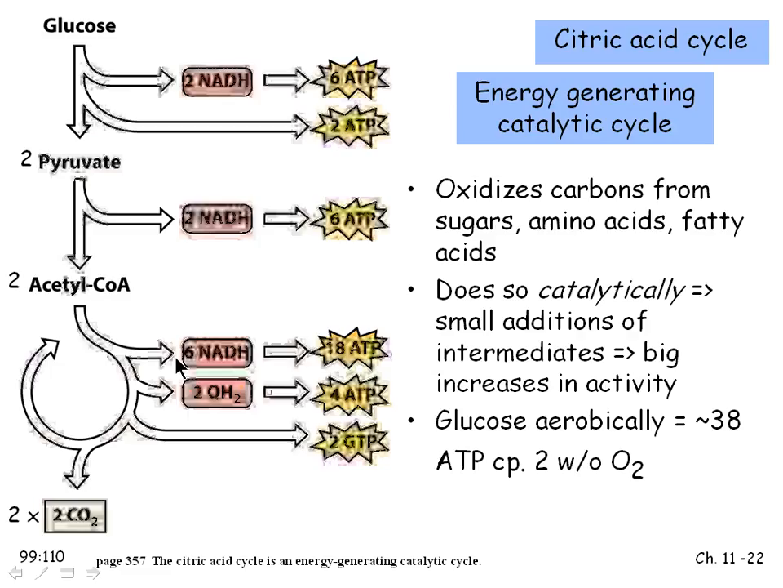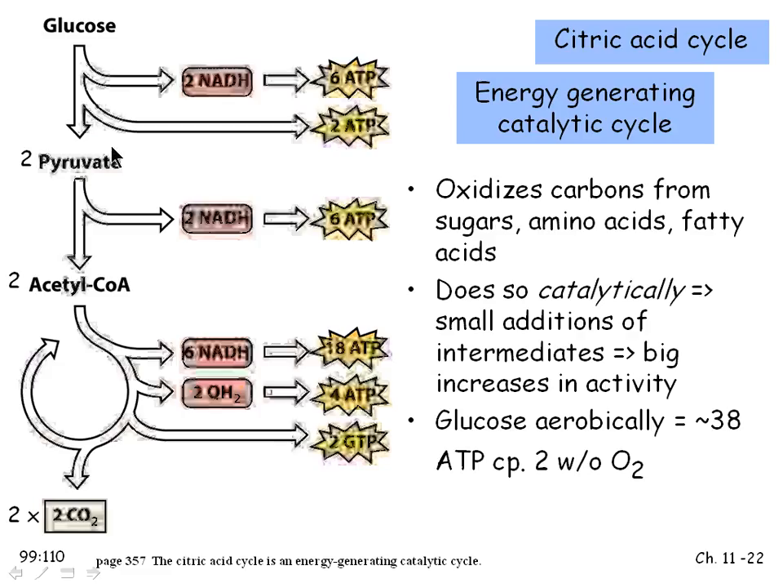So each of those acetyl-CoAs would make 3 NADHs, 6 for the whole glucose molecule. That's 18 ATPs from the dehydrogenases that are making NADH. We're going to get 2 molecules of QH2. We're going to see those don't make quite as much ATP, but that's 4 more ATP. And we had 2 molecules of GTP made by the substrate level phosphorylation.